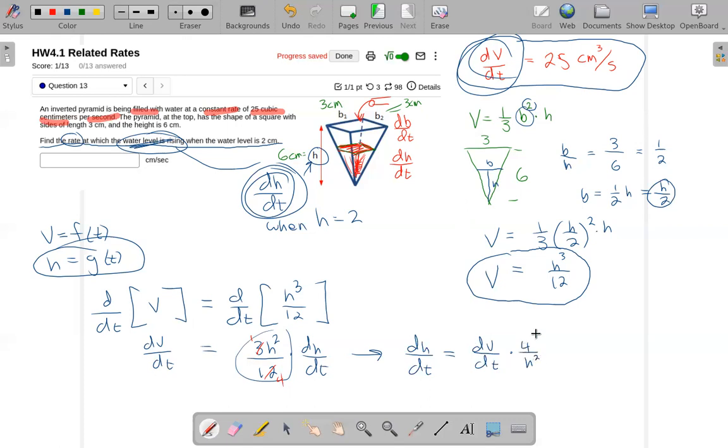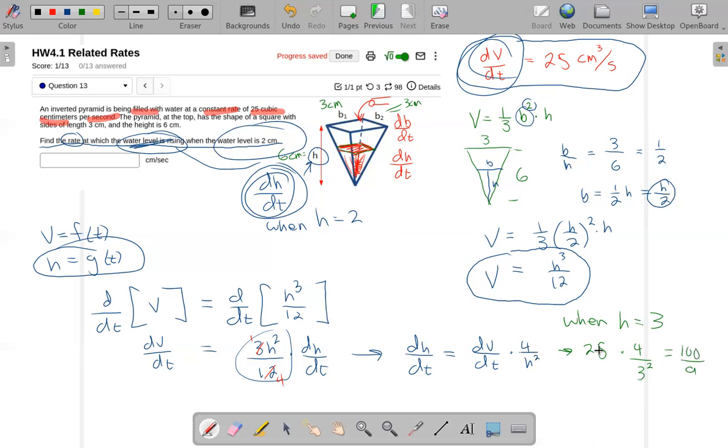And I'm asked to evaluate that when the water level is 2 centimeters. And so since there's no more b here, I don't even care about what b is at that point. I only care about what h is, and I know what dV/dt is. So if I evaluate that, choose a new color here, when h equals 3, then that's going to give me dH/dt is 25 times 4 over 3 squared. And nothing cancels there. 4 times 25 is 100. So I get 100 over 9.